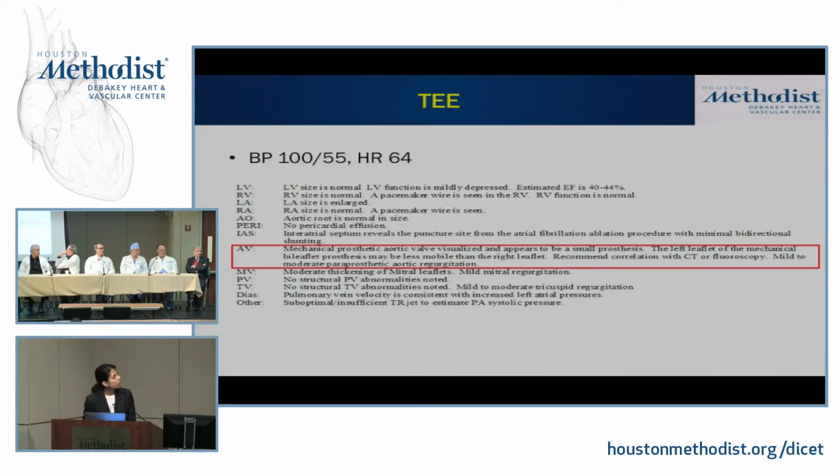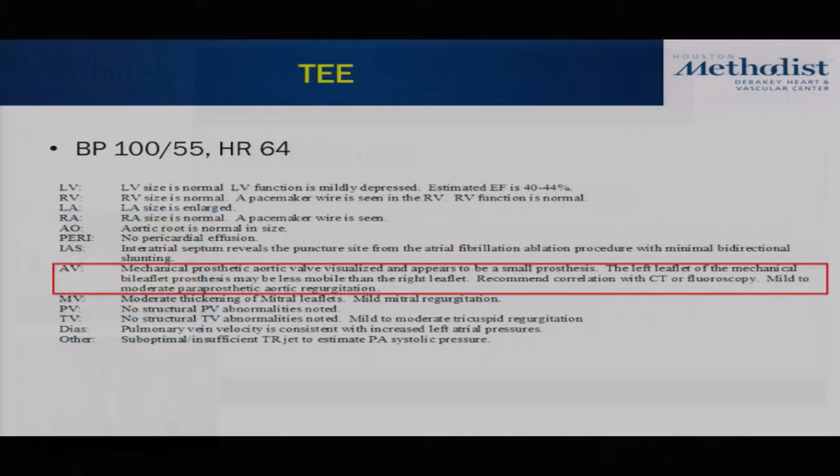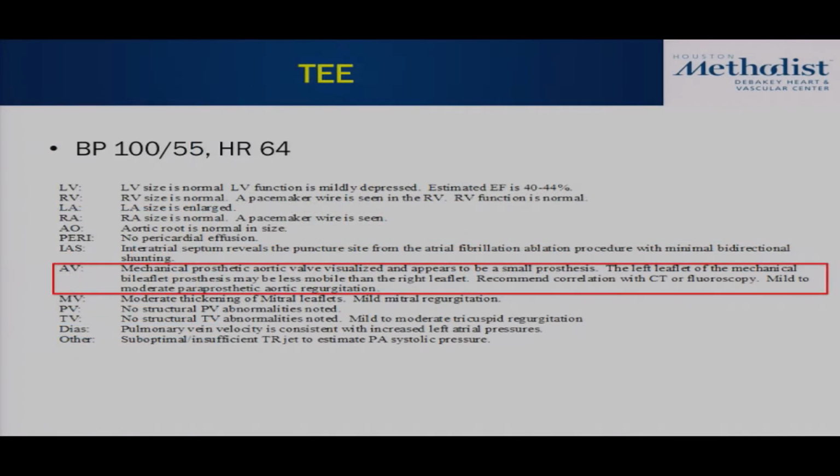So moving on, during her time at the transesophageal echo, her blood pressure was 100/55, heart rate at 64, and during this time her INR was 2.1. So based on the transesophageal echocardiogram, the mechanical prosthetic aortic valve wasn't really well visualized in this case, and they may be a little concerned that maybe one of the leaflets is not quite opening or is less mobile. And so in this case, to the panelists, what would you recommend as the next step in further evaluation of the valve?